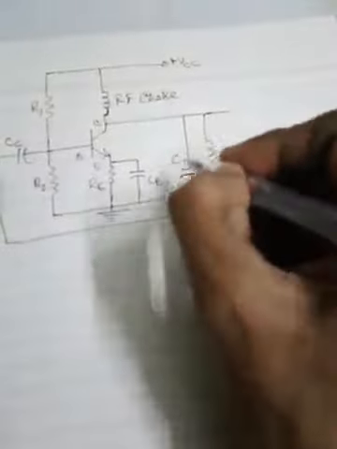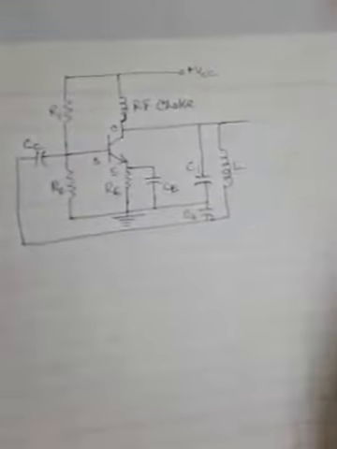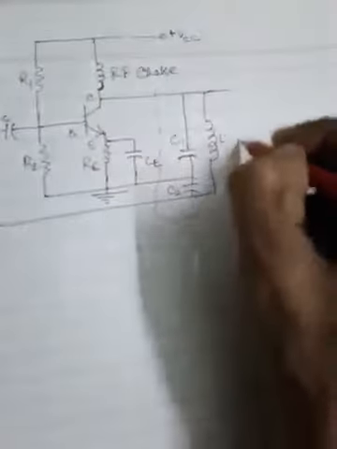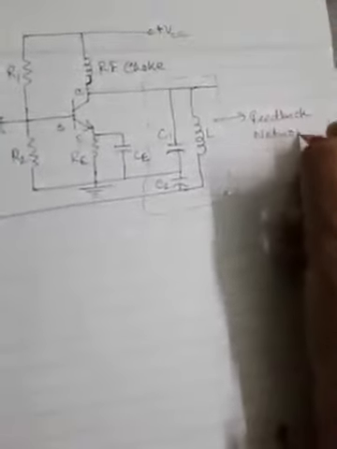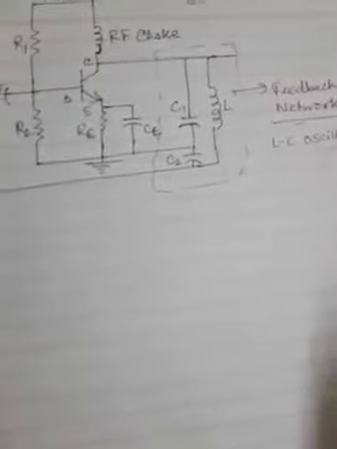And this portion C1, C2 and this L comprised of this area is my feedback network. This is providing the required feedback, and since only C and L type elements are used, it is called LC oscillator because of the use of only L and C type elements in the feedback network. Now this is operating in CE mode.